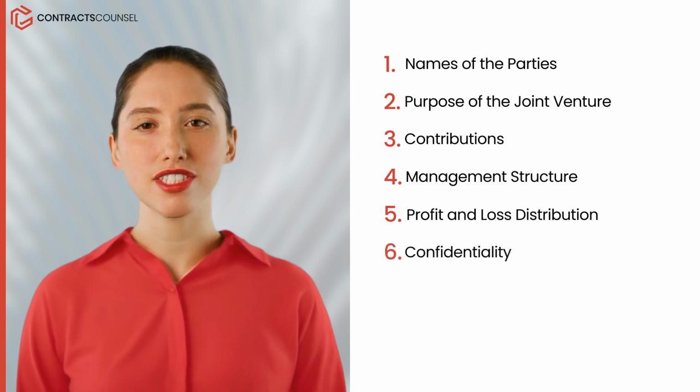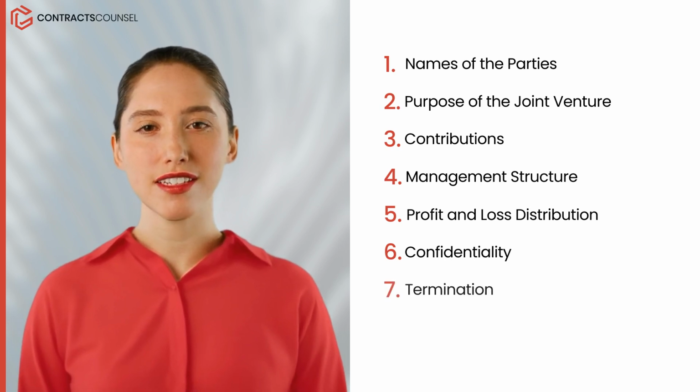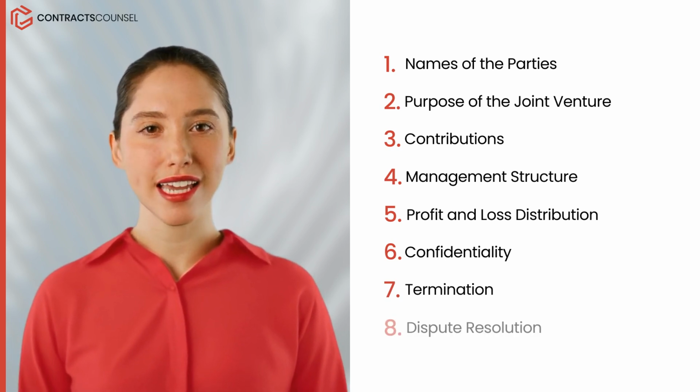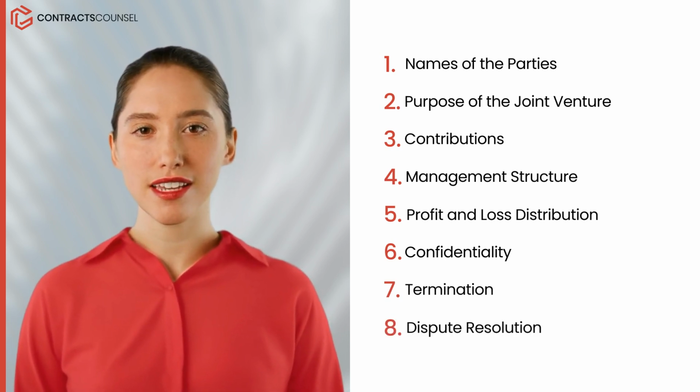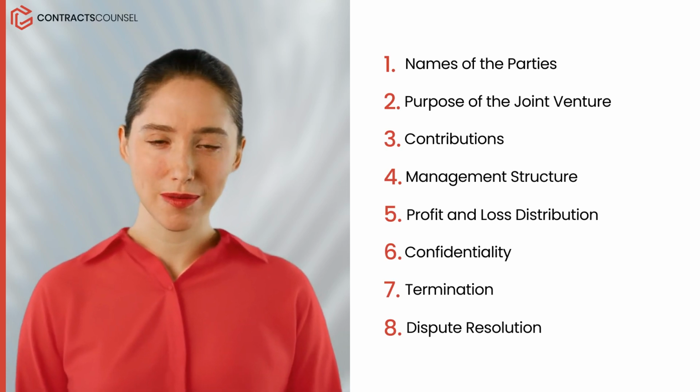6. Confidentiality. This section protects any confidential information shared during the joint venture. 7. Termination. This sets rules on how the joint venture can be terminated by any party. And 8. Dispute resolution. This details the procedure the parties can take in the event of a dispute.